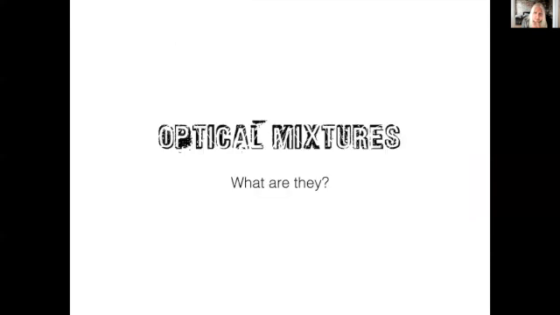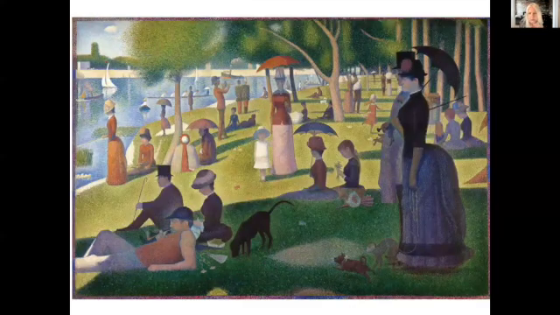All right, so let's take a look at optical mixtures. What are they? This is a painting in the Chicago Art Institute, Luncheon on the Grass by Seurat. Seurat was what we call a pointillist. He was a mathematician who started doing art, and he would take little points of color, long before there were pixels and television, and put them on the canvas. When we're far away from them, they blend together and create an illusion of a color.